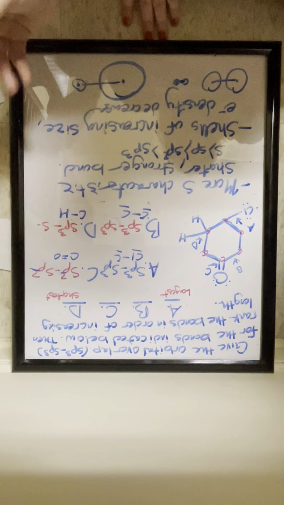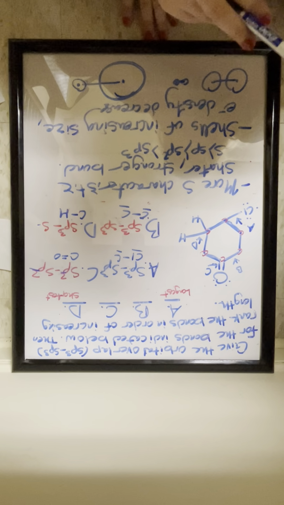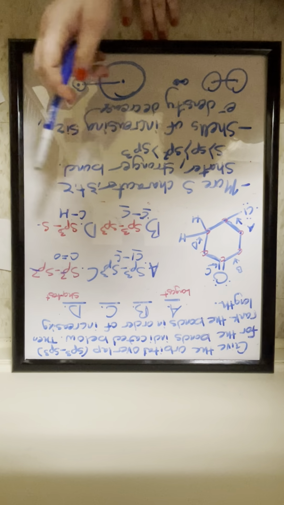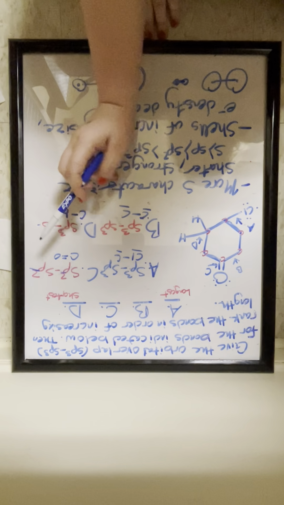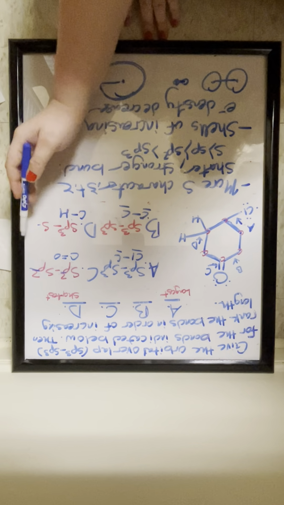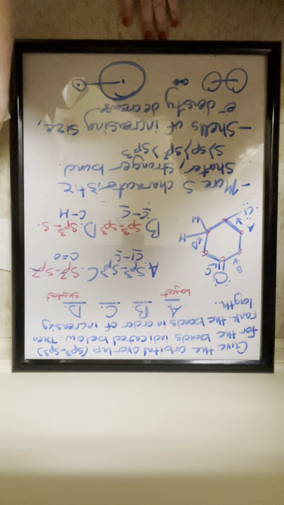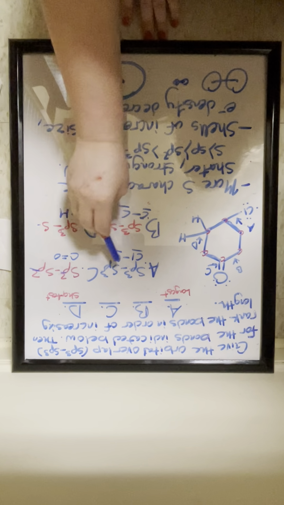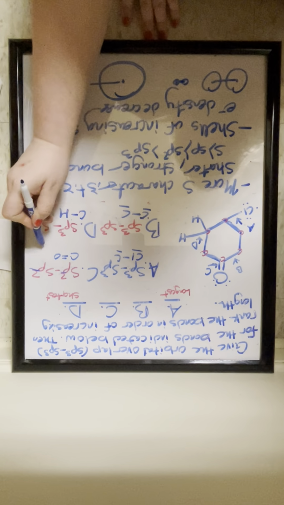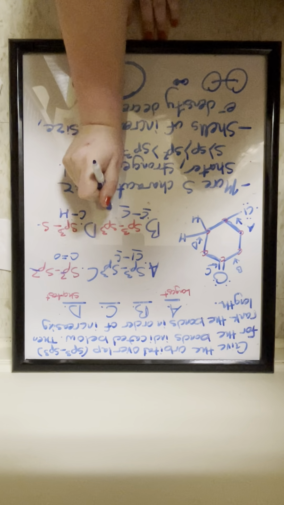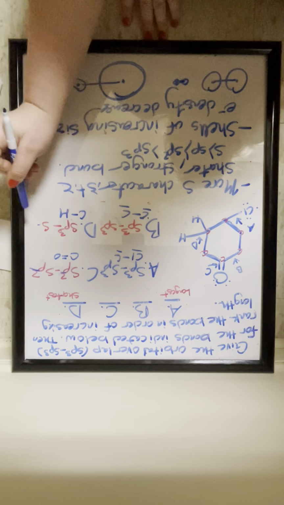And that is how you solve our problem. The longest is A, B, C, D, shortest is D, going in that order. We have lovely bonds here. A is an sp3 to sp3, C is an sp2 to sp2, B is an sp3 to sp3, and D is an sp3 to S bond.